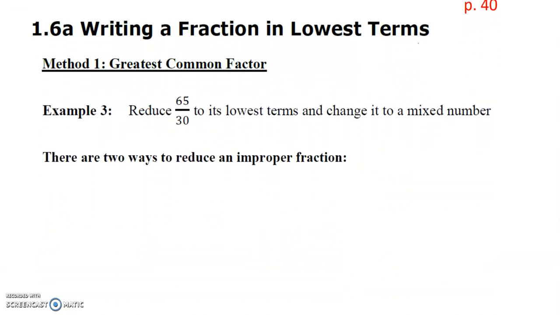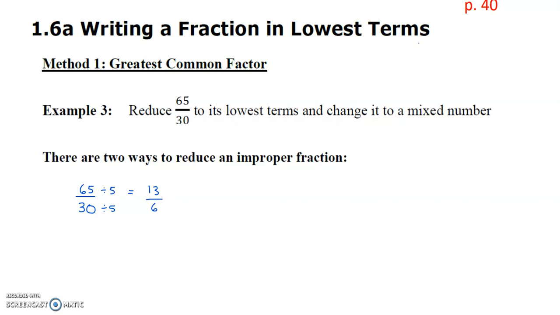This time we're going to be reducing an improper fraction to lowest terms. So you have a couple of choices. The first way is to reduce the fraction as it is, leave it improper, and start to divide. So you may start to divide here by 5, and let's see where we end up. 65 divided by 5 is 13, and 30 divided by 5 is 6.